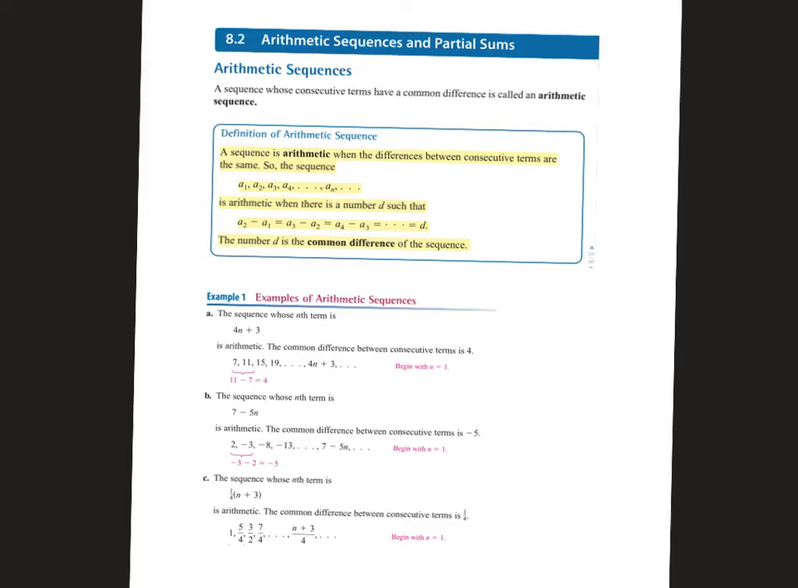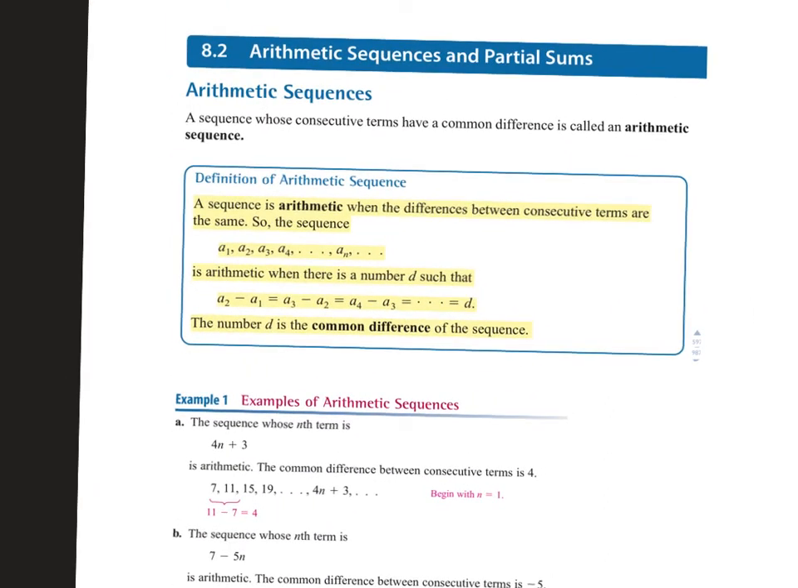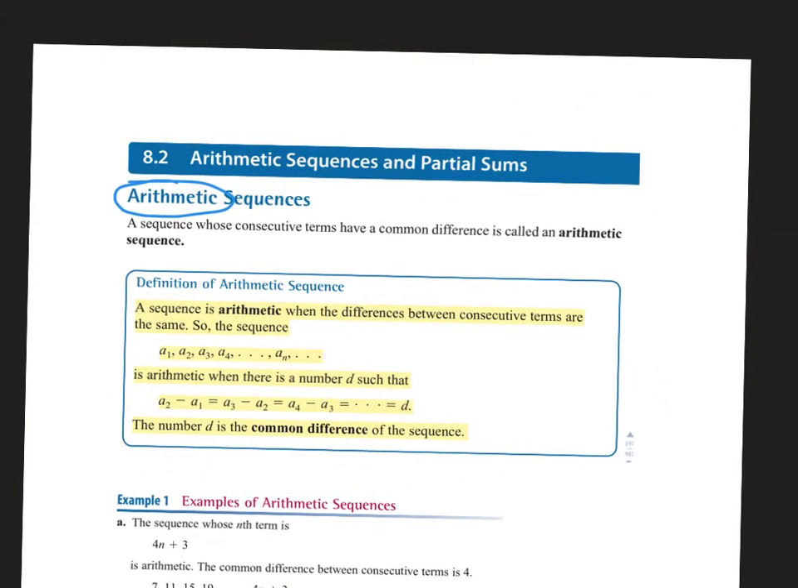8.2 is called arithmetic sequences and partial sums, however you guys want to say it. I'm going to give you guys little tidbits, little hints here and there, so go ahead and write them down. When you see arithmetic, however you guys want to say it, you want to think add and subtract. When we talk about geometric, we're going to talk about multiplying, but an arithmetic sequence or series only deals with addition or subtraction, okay?